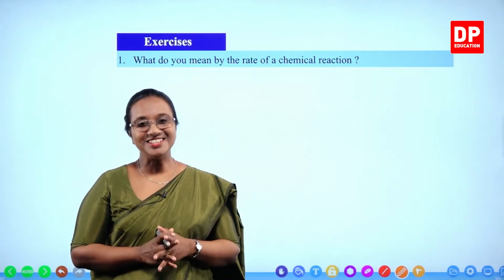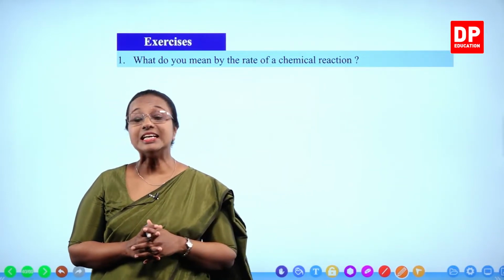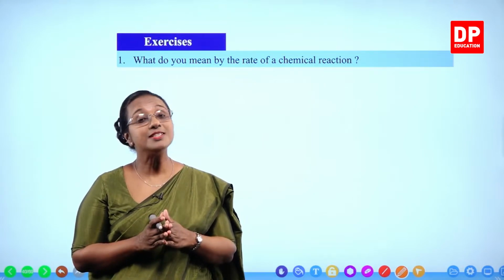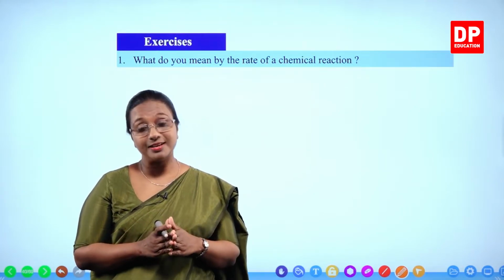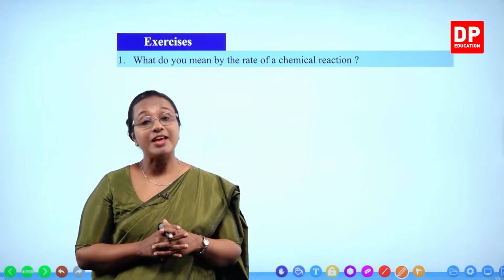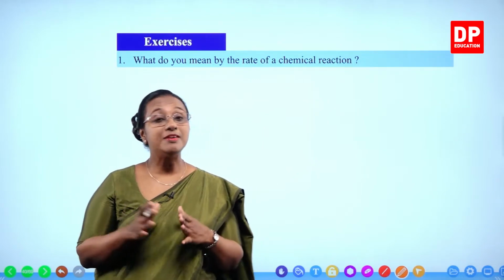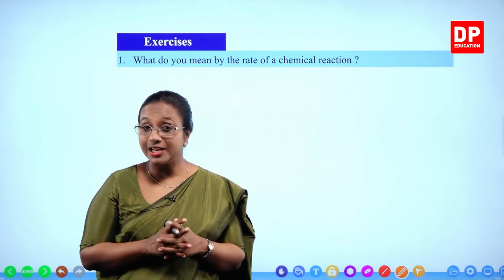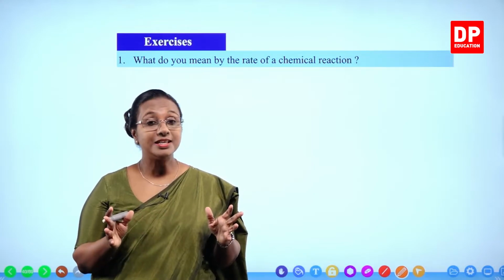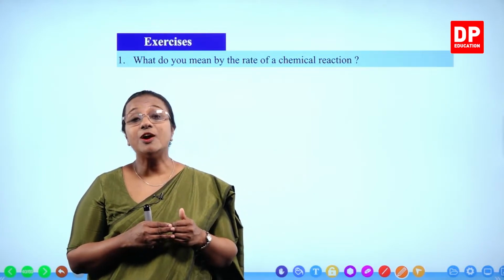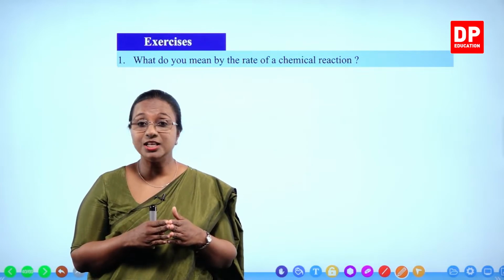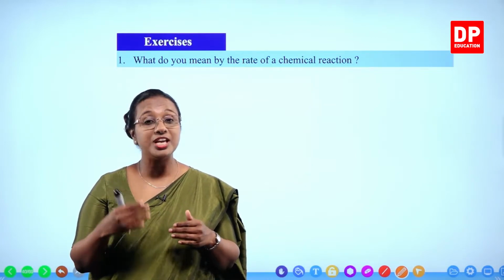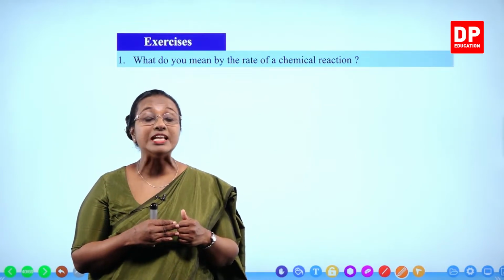Hello my dear students. So I am going to discuss the exercise related to the 17th lesson of your grade 10 science textbook, that is rate of reactions. So in the previous chapters we discussed what rate of reaction is. What is it? The rate of change occurring during a chemical reaction, or the change occurred in a unit time.